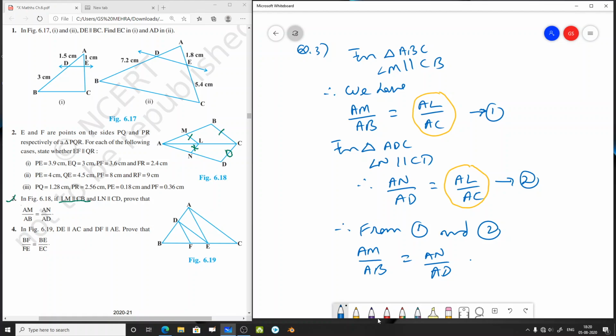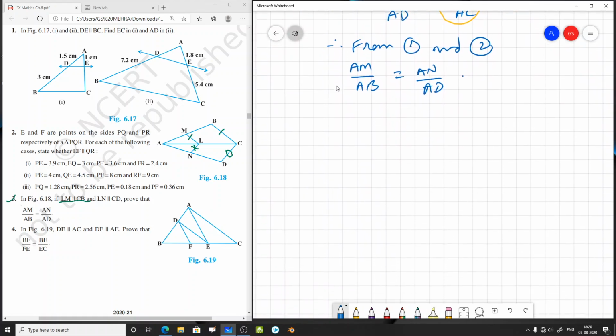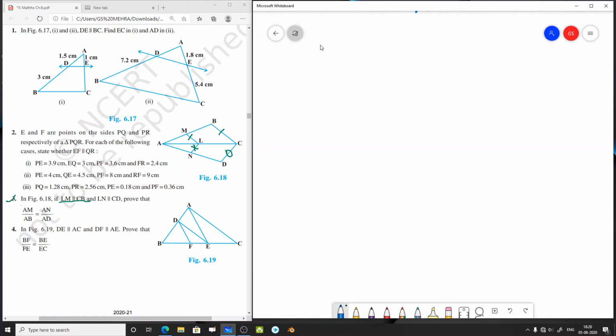A very simple one. Now let us go to question number 4. So we'll go to the 4th one now. Question number 4. In here, what is given to us is DE is parallel to AC. So this is our DE, and that is parallel to AC.